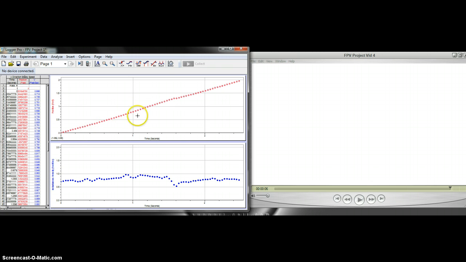Considering then how far the object has traveled in about 1 second, which is around 0.76 meters per second. Since this line is straight, you know that in 2 seconds it might be 1.5 or something like that, from here.